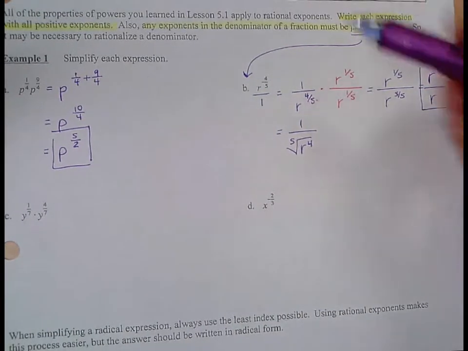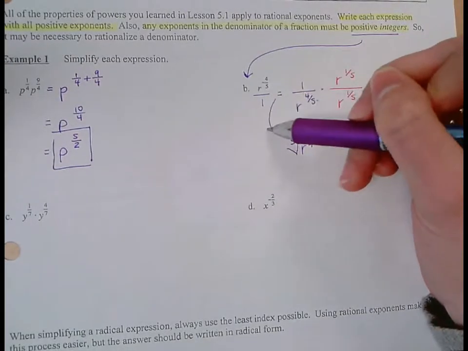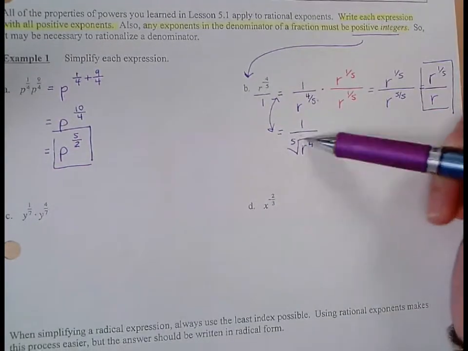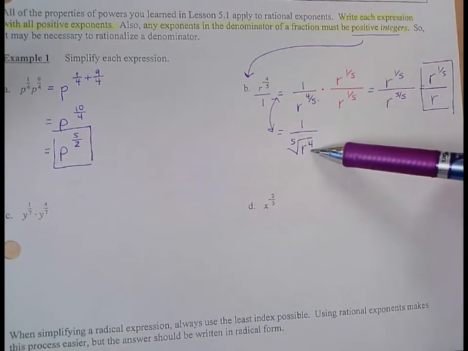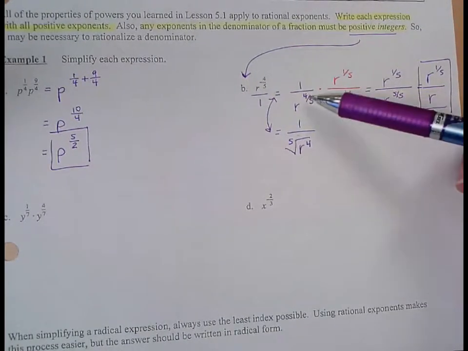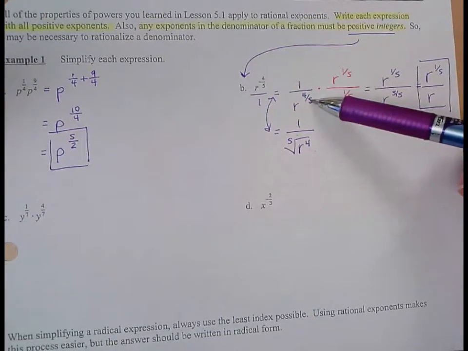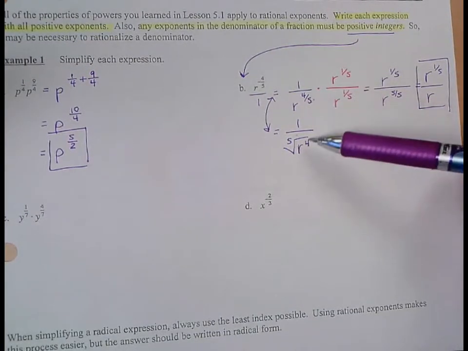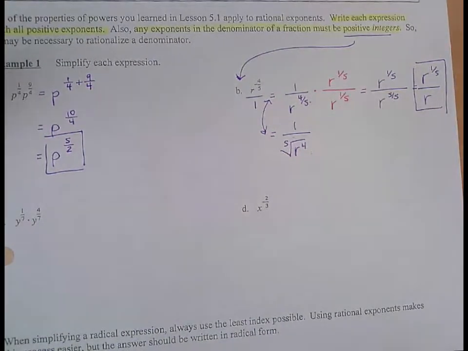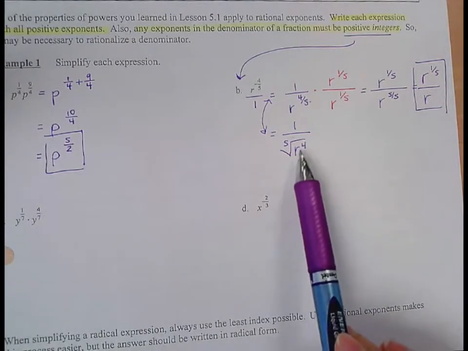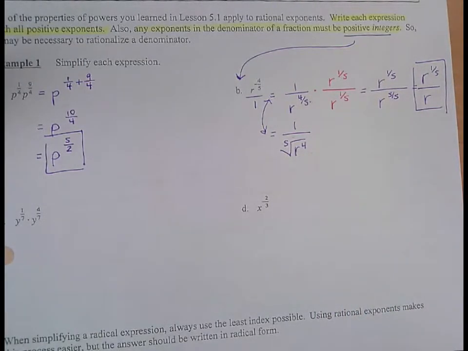I wanted to show you these are equivalent. This is the radical form of r to the 4/5. So I was showing you why you have to rationalize. If you have a rational exponent in the denominator, it means you have a radical. So that's why we had to do that process. And if it helped you to switch it into radical form to then rationalize like we were doing before, you could do that.